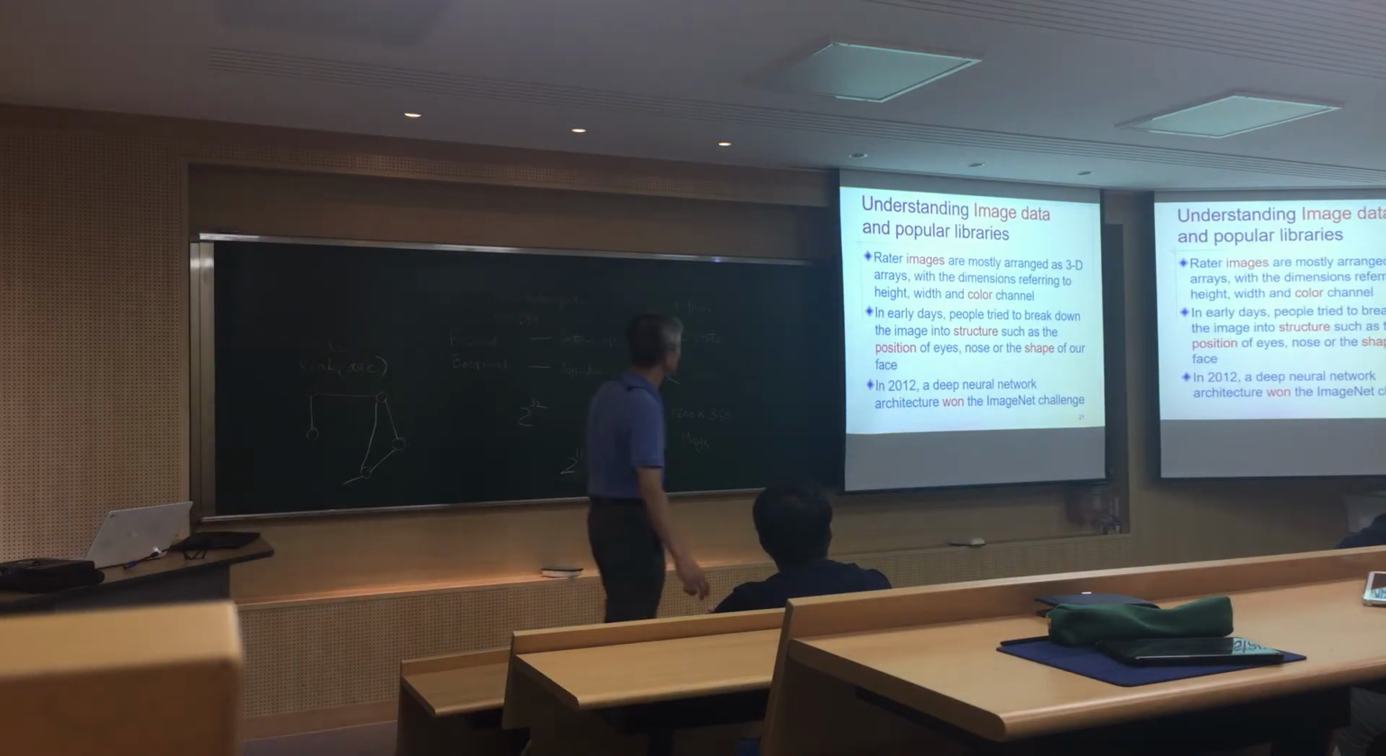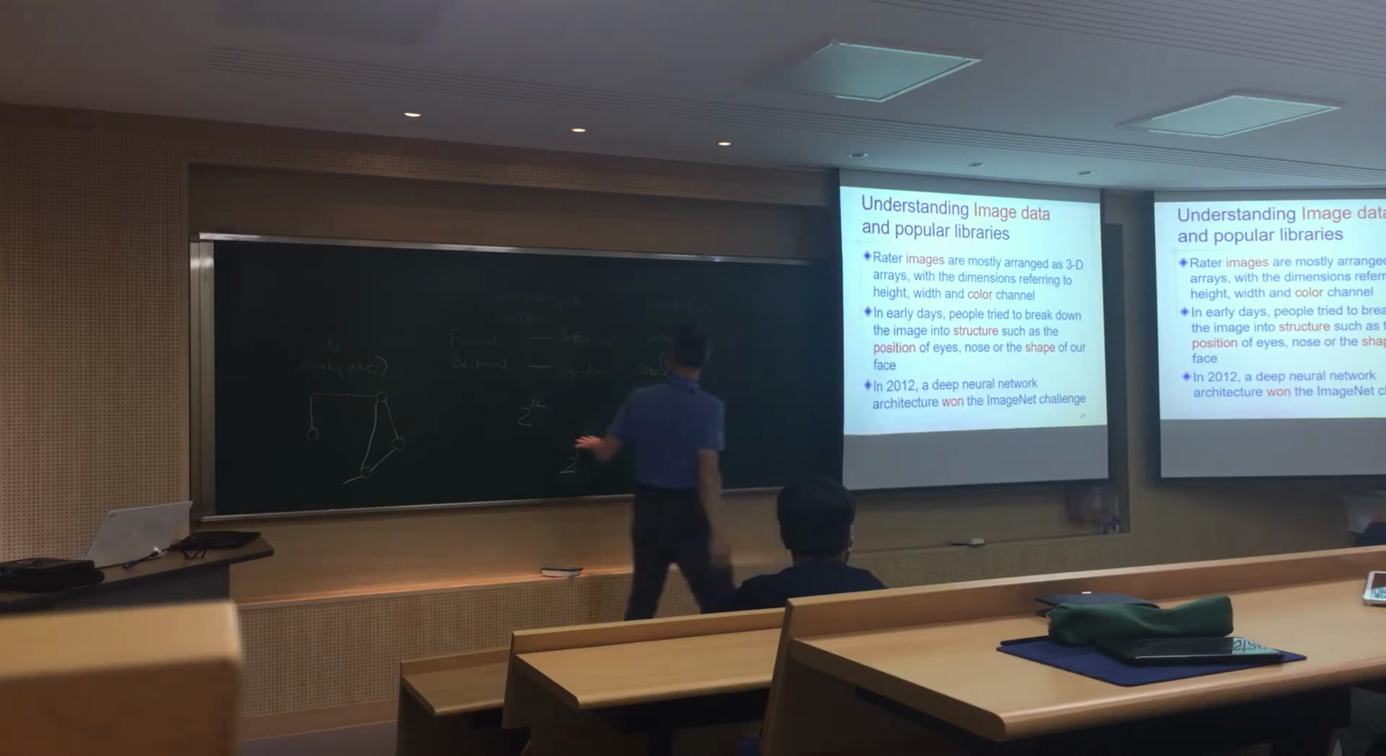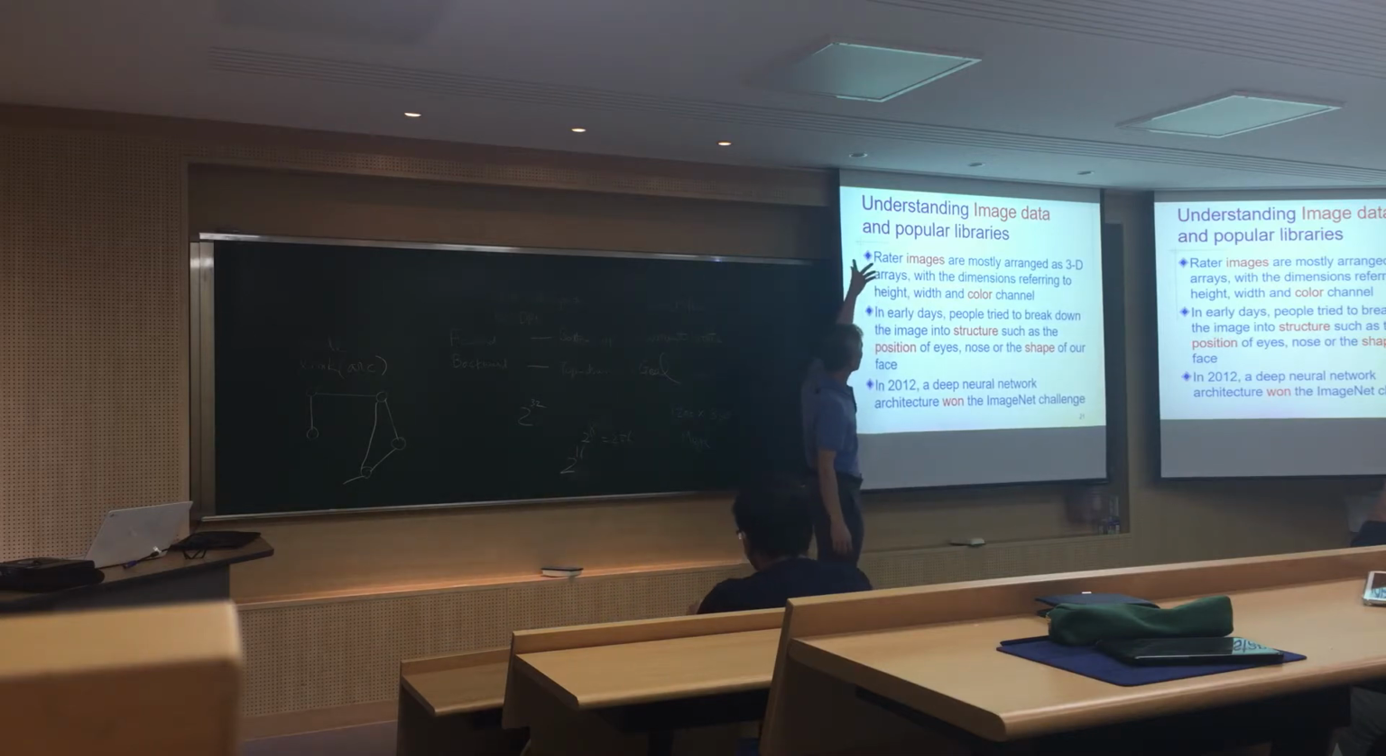So, three dimensional, because this is color, right? Color depth, 32 bit. In early days of pattern recognition of image data using computers, the program developers tried to break down the image into structures like position of eyes, shape of face, and analyze them. That is natural. But that kind of approach was not good, though still good until this year. In this year, there was a big breakthrough: neural network wins the challenge contest. They beat the method coming from this algorithmic way.